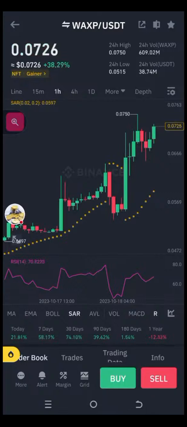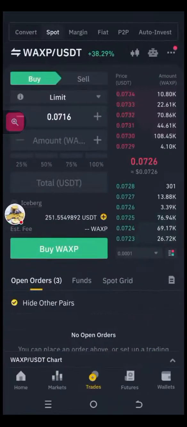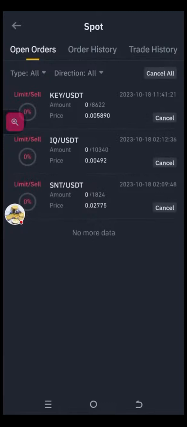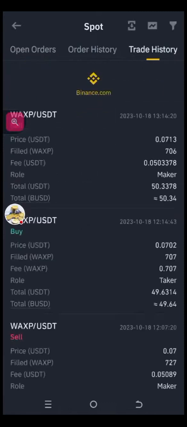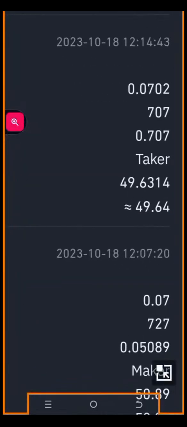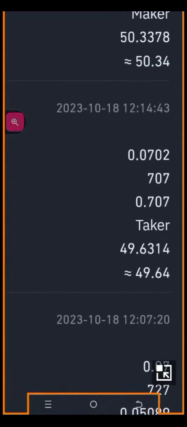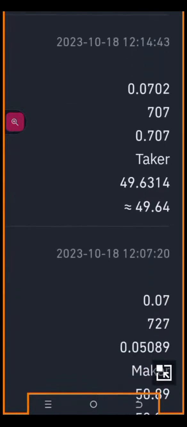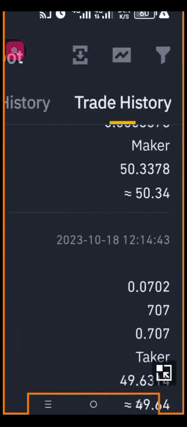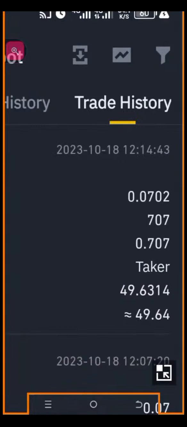Let me show you what it picked up so that you will understand that it wasn't 33 cents we made. We actually made more than that, right? If we look at the trade history, the amount we bought was 49.63. What eventually came out was 50.33. So 50.33 minus 49.63. I'm happy with that.